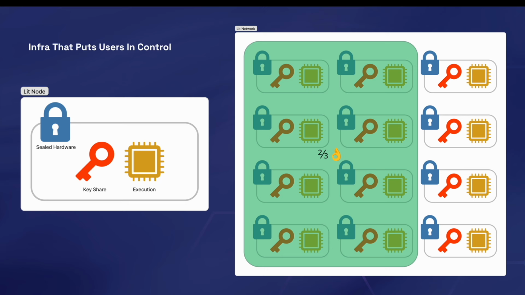Now, as you can see on the right side of the slide, a number of these nodes make up the network. And in order to successfully have the network deliver a signature or a decryption, 2/3 of the key shares from within these disparate sealed hardware environments need to authorize any use of the key. Now, naturally, this is all happening programmatically because it is in the context and in the confines of the sealed hardware environment.